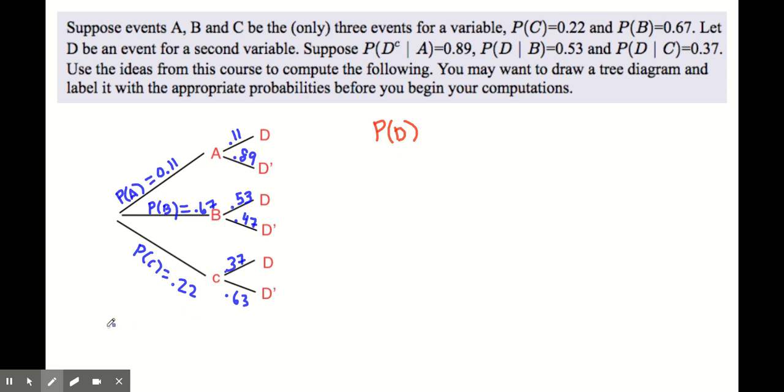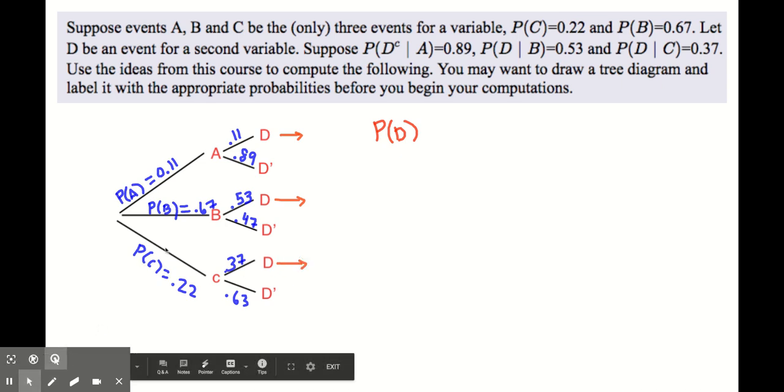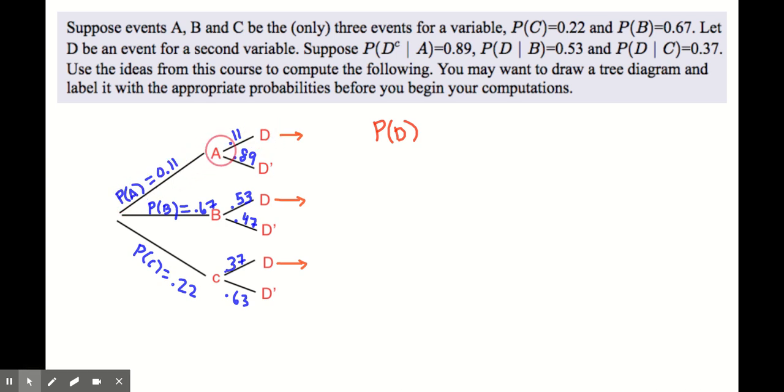So now we should be able to compute the probability of D, which is what we're looking for. What we want to keep in mind is that on the diagram, there are three different ways that you can get to D. You can get to D right here by coming out of this first branch, right here coming out of this second branch, and down here coming out of this third branch. To come out of this first branch up here, we would go through A and then through D. So we're going to multiply these two probabilities to get the first way that D can happen.